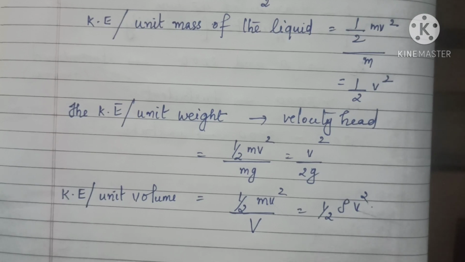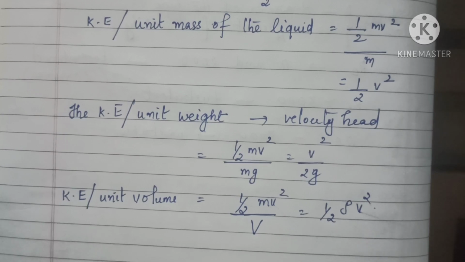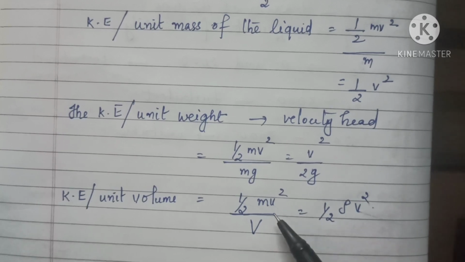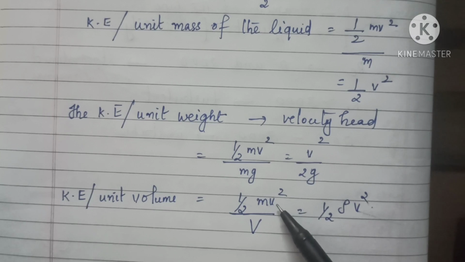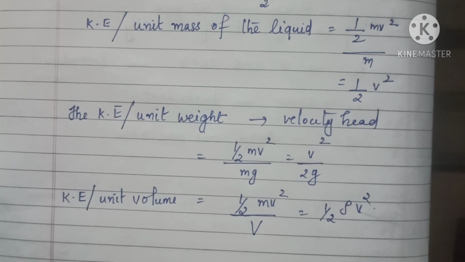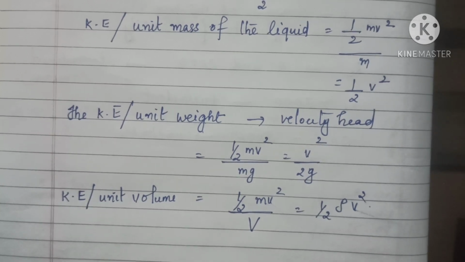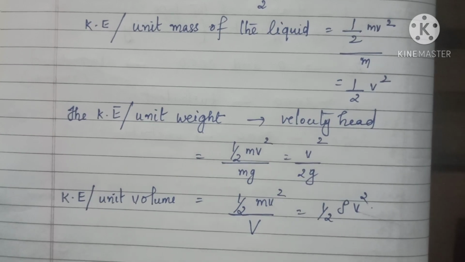Next one is kinetic energy per unit volume, which is half mv squared divided by capital V. Don't get confused with these two v's. First one is velocity, small v, and capital V indicates volume. So mass by volume will give you density rho. So the expression goes like this, half rho v squared. Clear? Now we are moving to the second type of energy, that is potential energy.